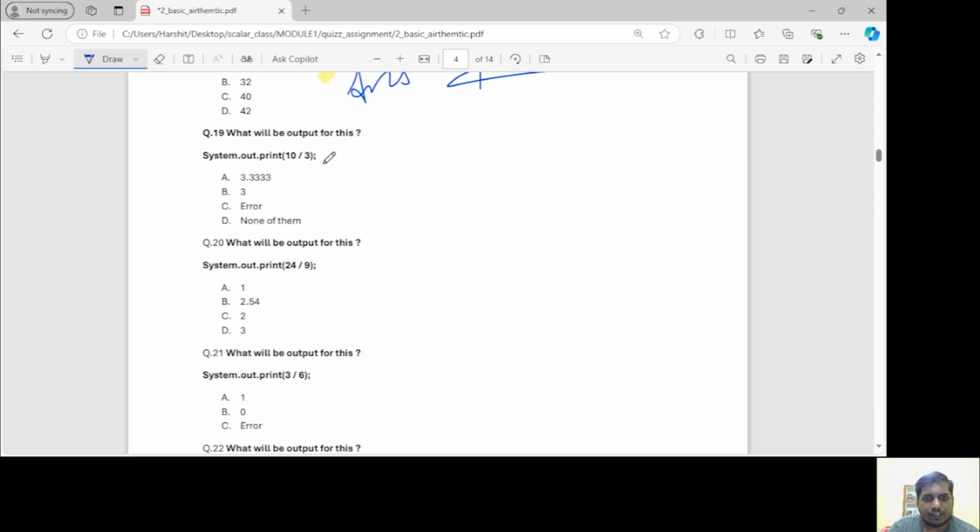Okay, 10 divided by 3. 10 divided by 3 means 3. We cannot count decimal value in division.